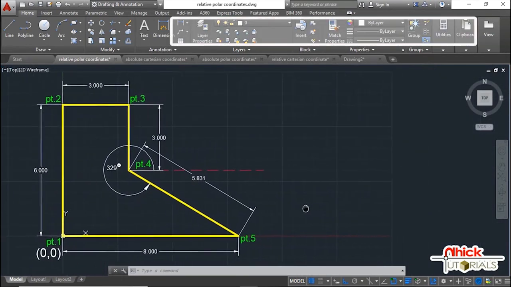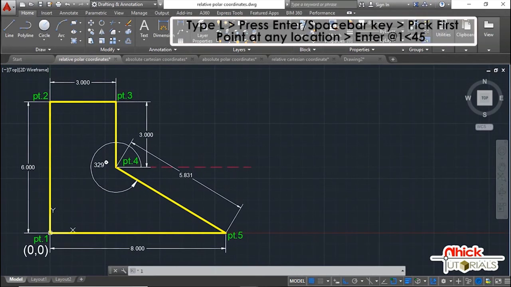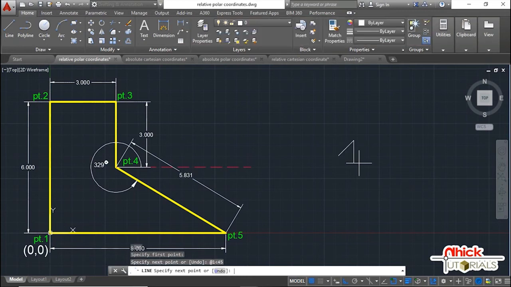For example, type L for line command and press enter or spacebar key. Pick the first point at any location, then enter at 1 less than 45 degrees. It specifies a point at a distance of 1 unit from the last point, at an angle of 45 degrees. The following example shows a regular shape with relative polar coordinates. It was solved after defining the previous point to solve the next point.